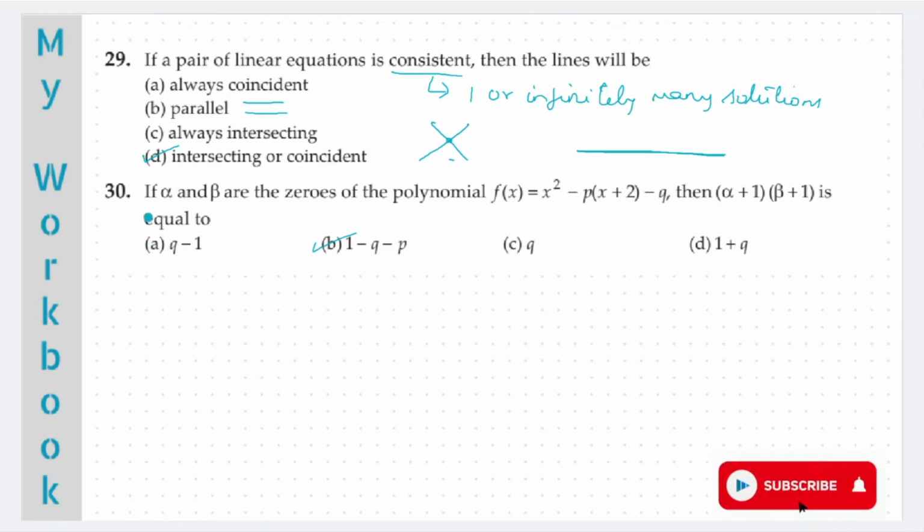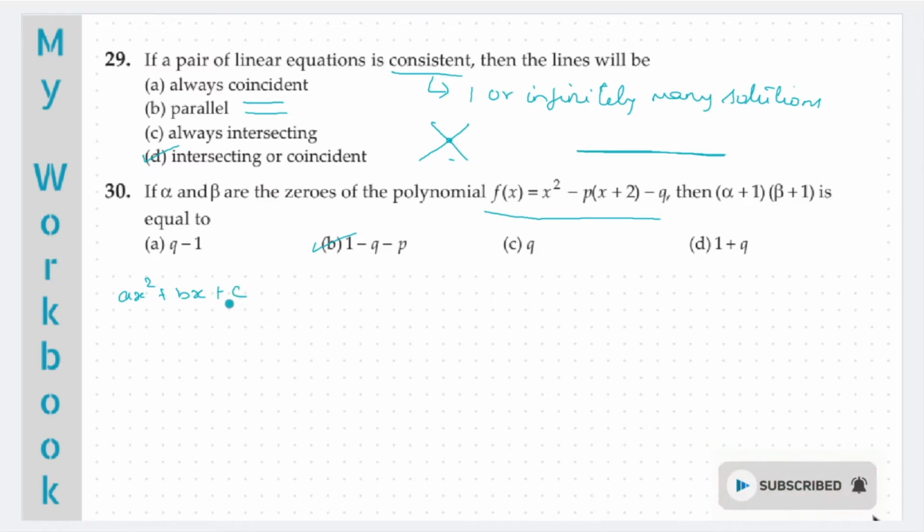Now, 30th question. We are given a polynomial f of x. If you closely observe, it's not in the standard form. What is the standard form? Ax square plus bx plus c. Here the constant is not separated from the x term. If we open this bracket, we will get minus px minus 2p. Minus 2p will also be a constant.